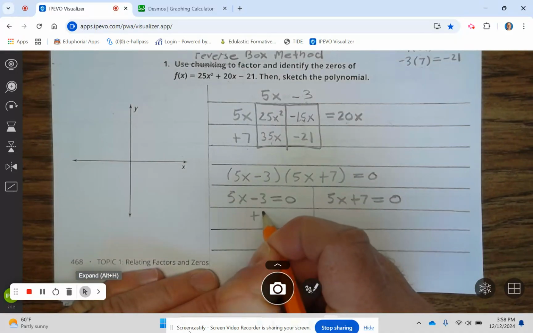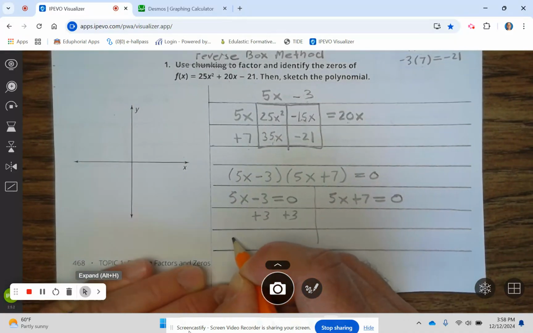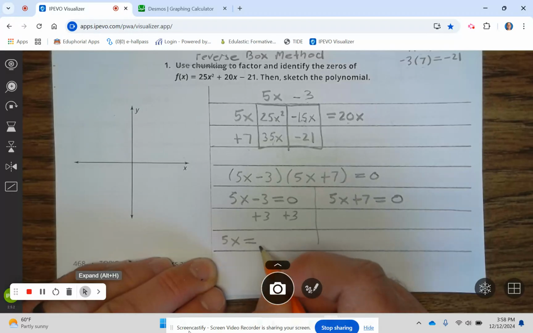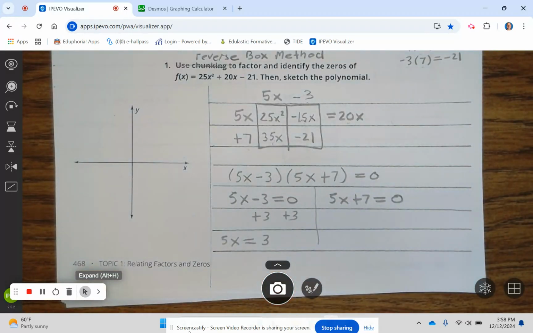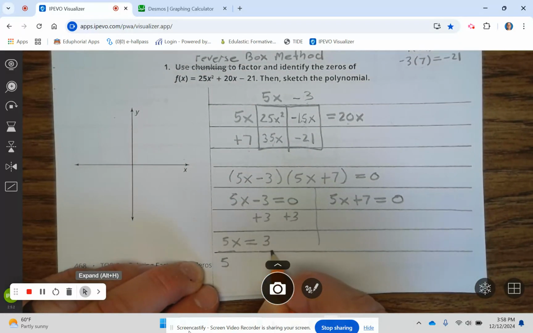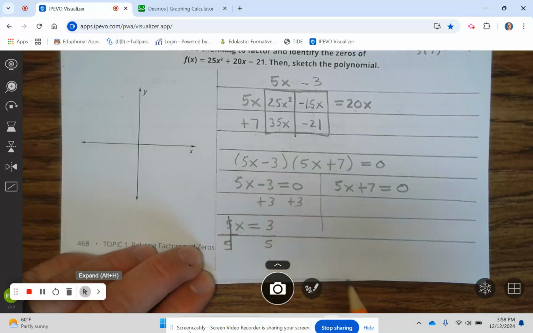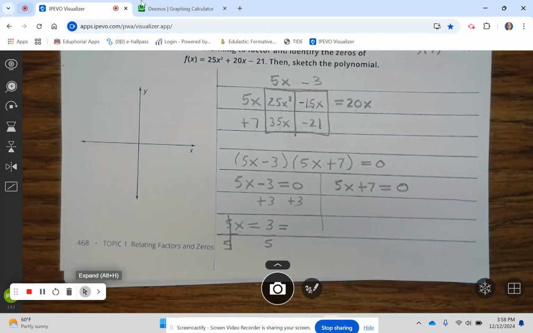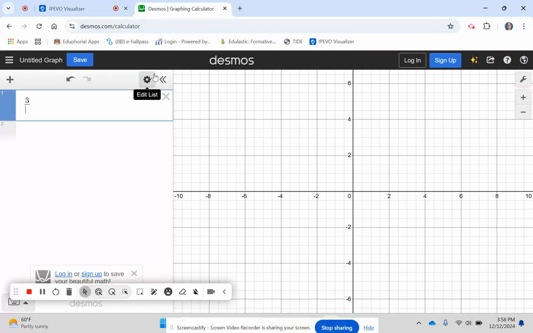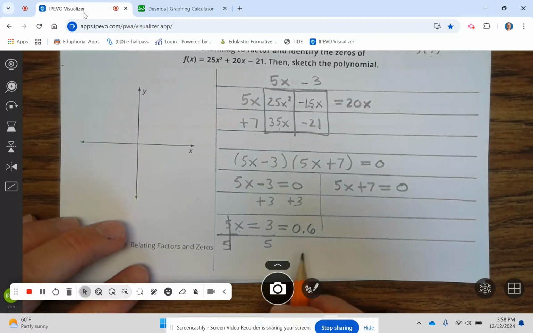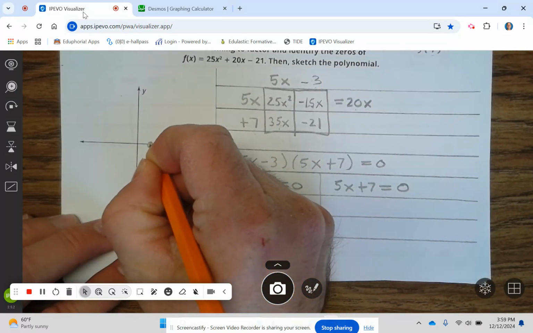We're going to add 3 to both sides. We get 5x equals 3. Last step, we divide both sides by 5. Well, 5 divided by 5 is 1. So x equals 3/5, which let's go ahead and get that as a decimal. So 3 divided by 5 is 0.6. Which, graphing that, let's just put that approximately right here.